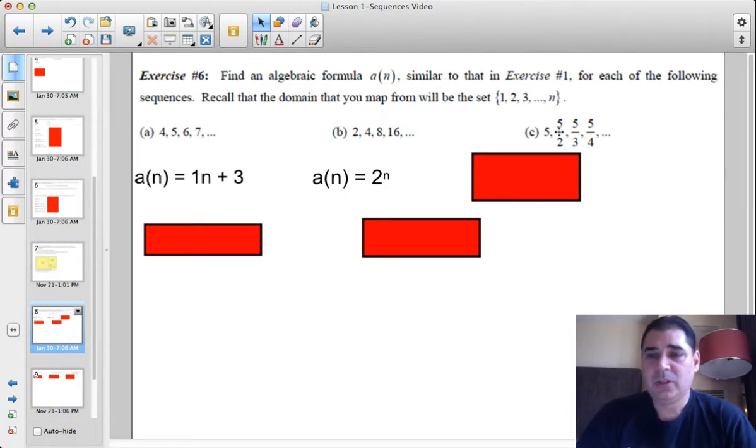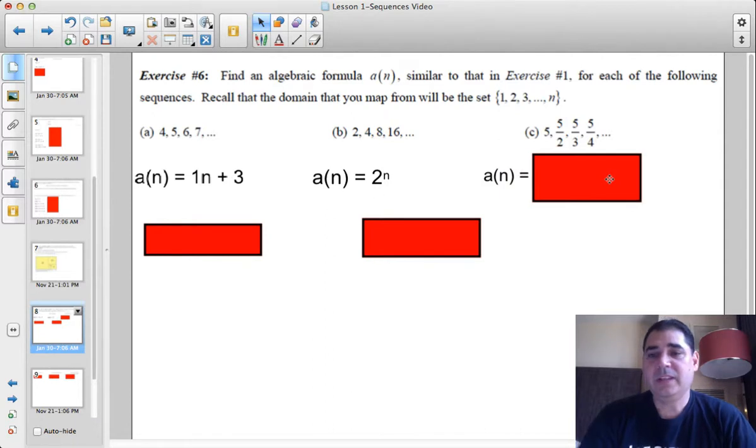So if you notice, again, we're going to start with a of n is equal to something. See how the 5s are constant on top? We're just going to leave it on top. It's going to be 5 over something. Now the 5 is really 5 over 1, which is the first term of the sequence. 5 over 2, that's the second term of the sequence. You see a pattern here? 5 over 3, 5 over 4.